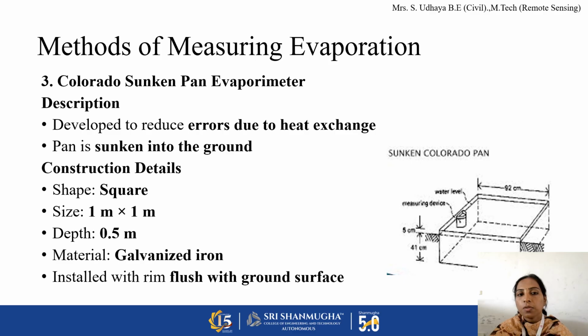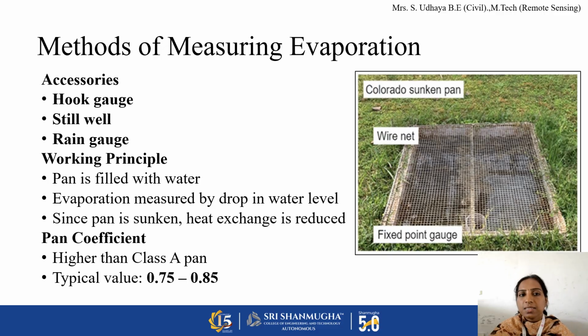This is a square pan of dimension 1 meter by 1 meter and depth 0.5 meter. It is made of galvanized iron and is installed with the rim flush with the ground surface. The additional accessories are that a hook gauge, still well and rain gauge are provided, and a wire net is provided in order to prevent birds or insects from drinking water from it. The pan is filled with water and evaporation is measured by the drop in water level. By how much the water level reduces, we can measure the amount of evaporation.